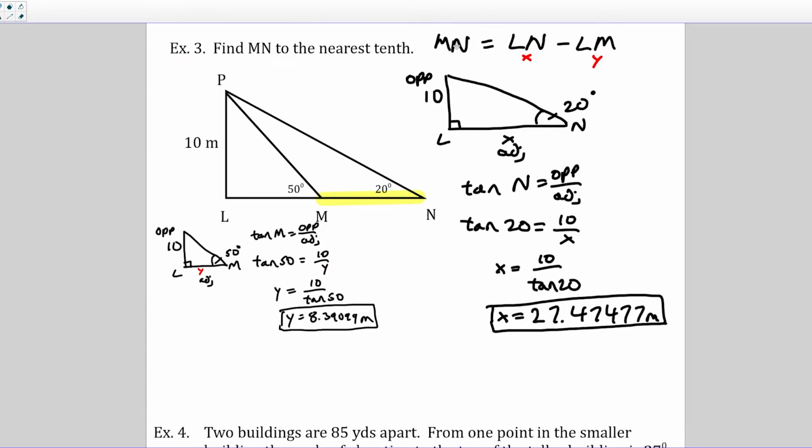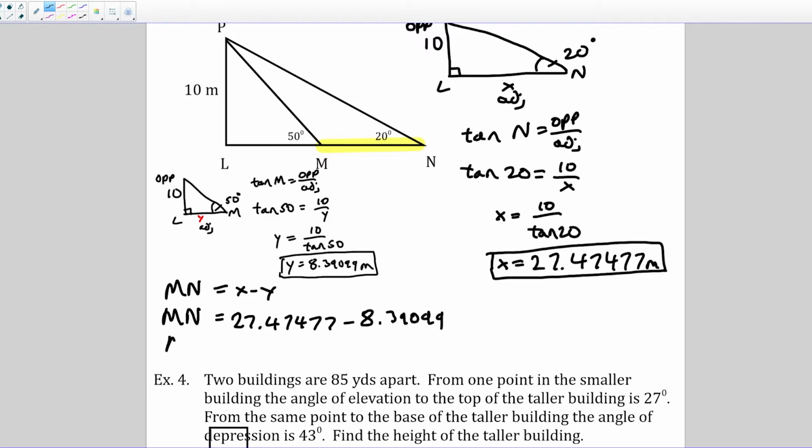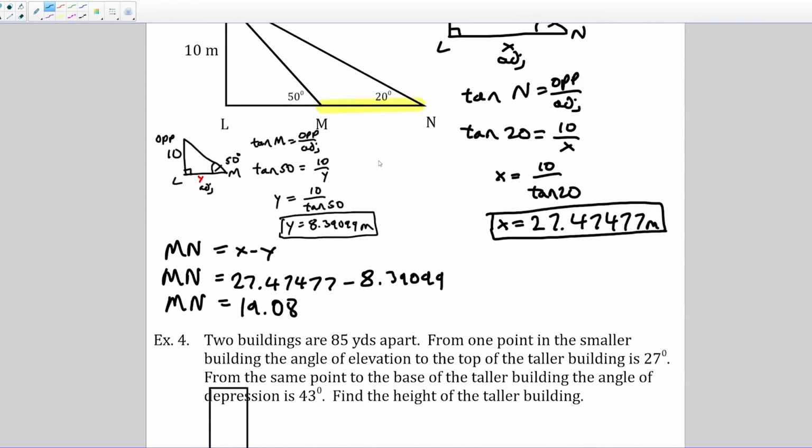And we can see here that our original formula was just X minus Y. So MN is equal to X minus Y. So MN is equal to 27.47477 minus 8.39099. And we end up with a final answer of 19.08, but we need to round to the nearest tenth. So we're saying that we're at about 19.1 meters.